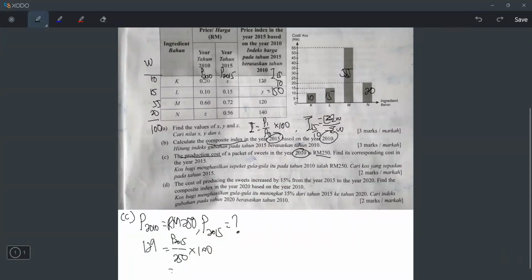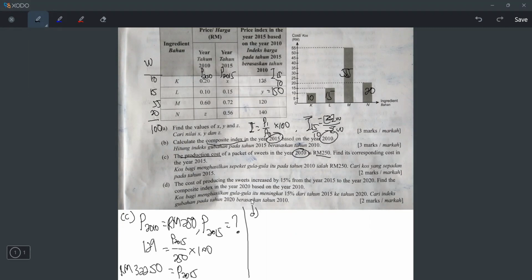So price 2015 will be what? I will press 129, divide by 100 first, and then multiply by 250. So what do I get? RM322.50. So 322.5. But I think in the answer they give a bit different. Oh no, correct. Yeah, correct.